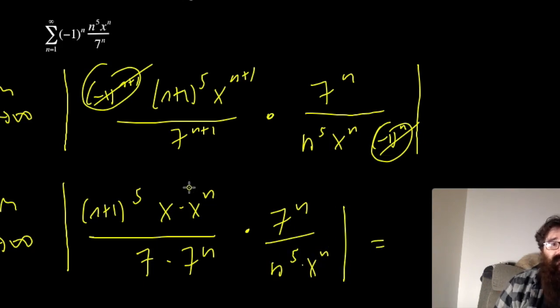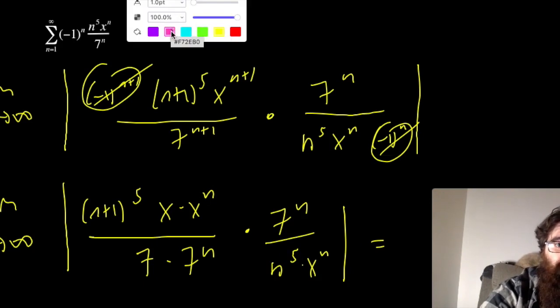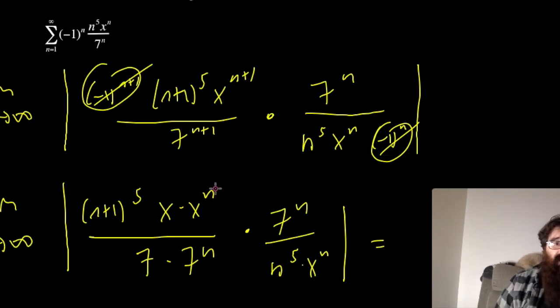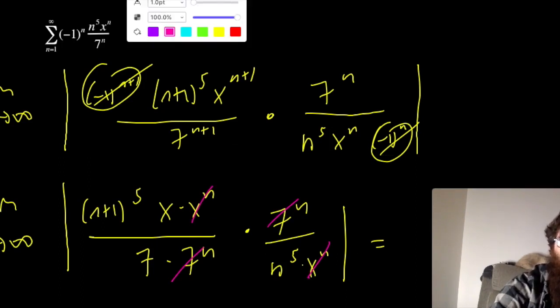And what else is going to cancel? Well, let me do this in a different color so it stands out a bit. Get some pink. x to the n on top and bottom is going to cancel. 7 to the n on top and bottom is going to cancel. And it looks like what we're left with is what we're left with currently.